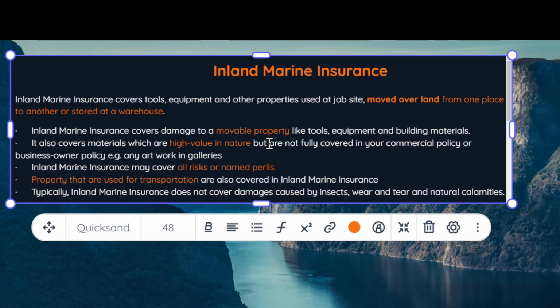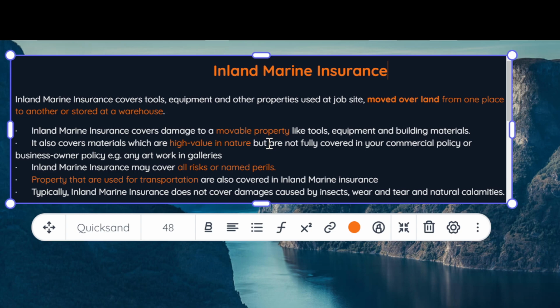So if you want to protect your goods which you are transferring from one place to another over land, anything that happens to those goods, you can claim money from the insurance company if you own an inland marine insurance.